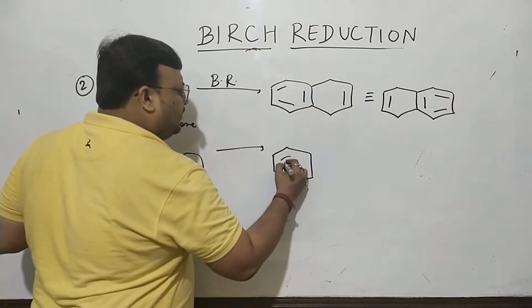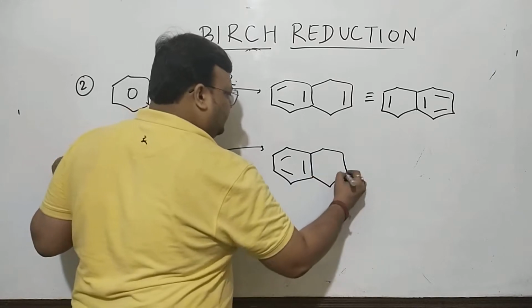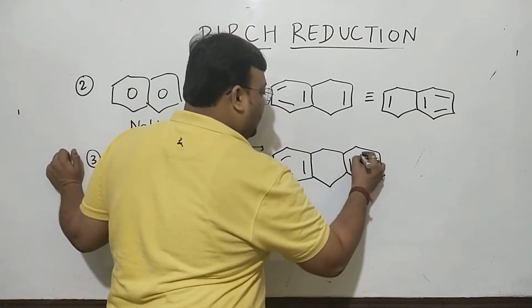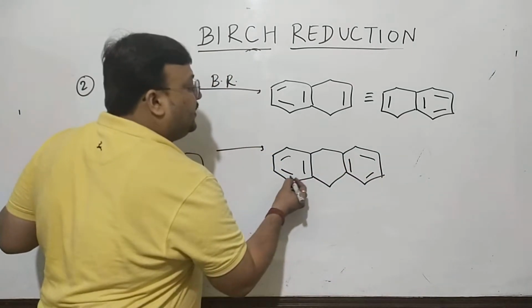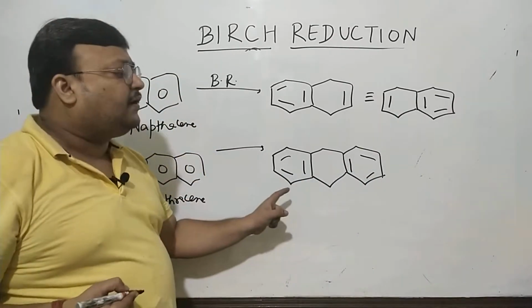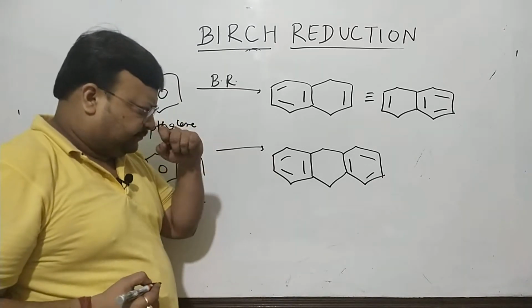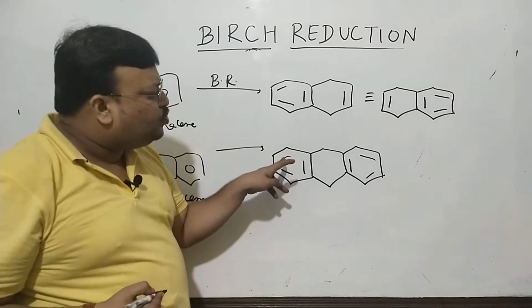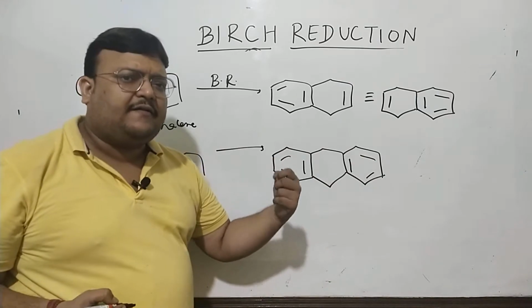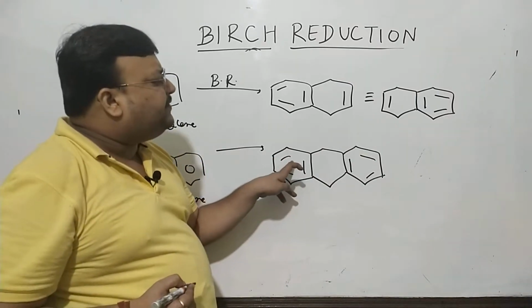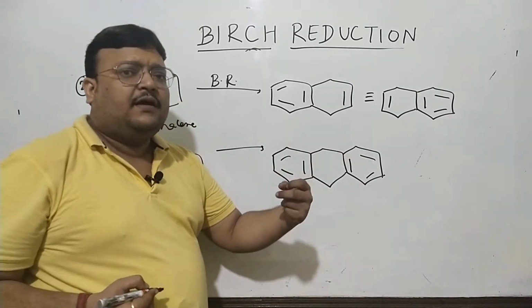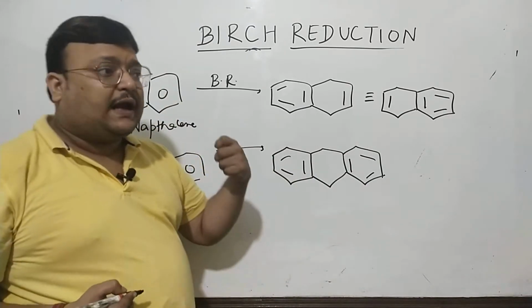And chances are this will be the final product, where these two aromatic rings will be retained. There is a basic fact behind it. The logic is two benzene rings, and generally it's taught in aromaticity: two benzene rings have more stability than one naphthalene.